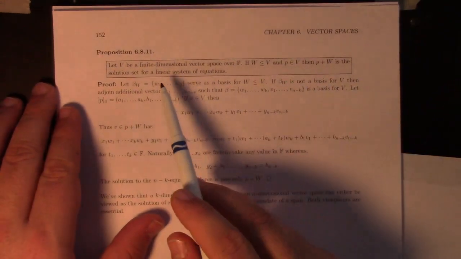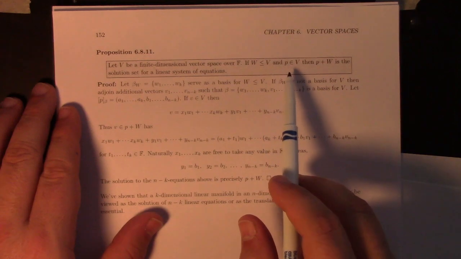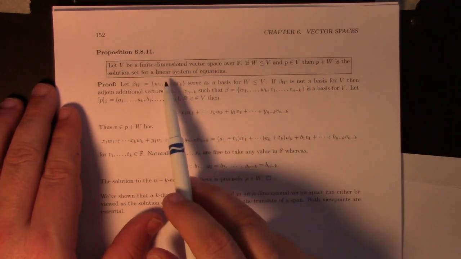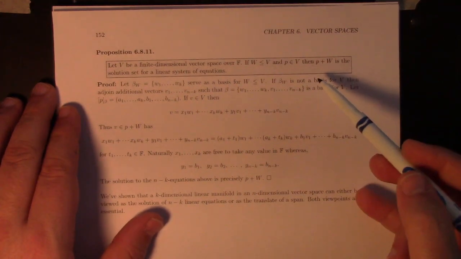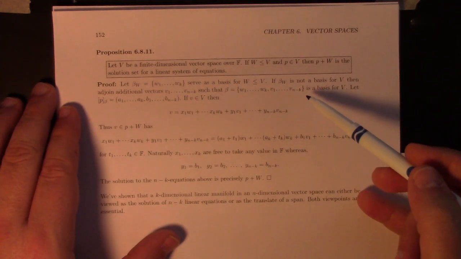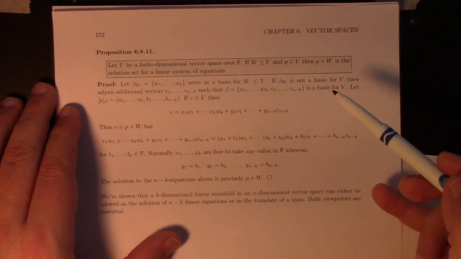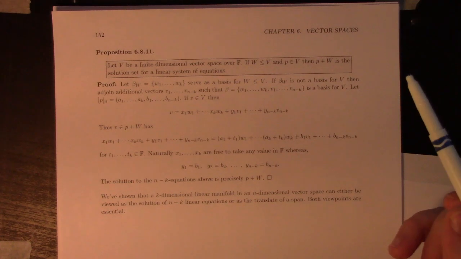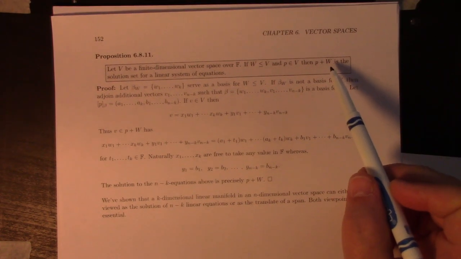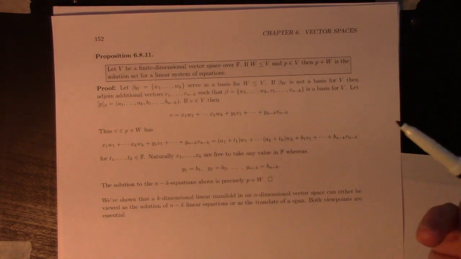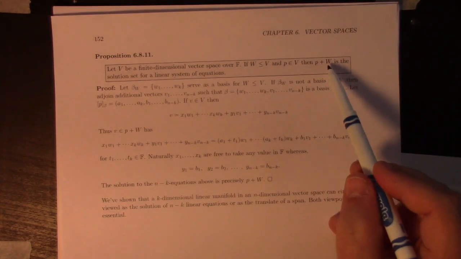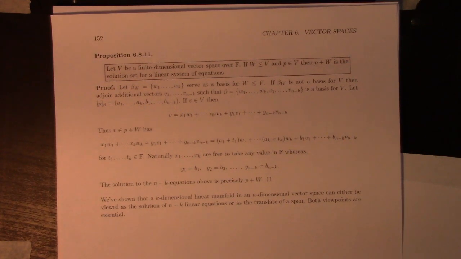But anyway, here it is. If V is a finite dimensional vector space, W is a subspace, P is in V, then P plus W is the solution set for a linear system of equations. And this proof is basically just a formal mockery of what I just did in the previous example, showing that I can take this kind of abstract span and translation and convert it back to a system of equations, and view this as the solution set to a particular set of linear equations in the correct way.